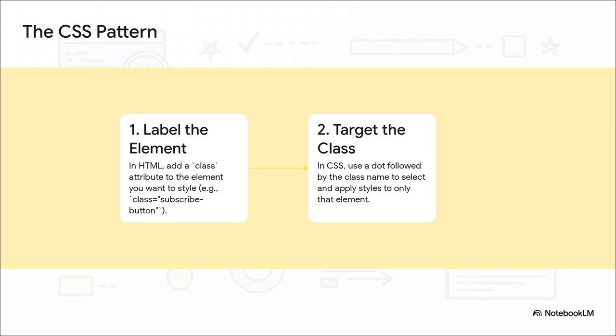The solution is a really simple 2-step pattern. First, in your HTML, you give that specific element a label, a name, using the class attribute. Then, over in your CSS, you target that specific class. That little piece that does the targeting, in this case the dot followed by the class name, that's called a selector. Then, inside the curly brackets, you declare your styles with a property, like background color, and a value, like red. This pattern is the absolute bedrock of everything you'll do in CSS.